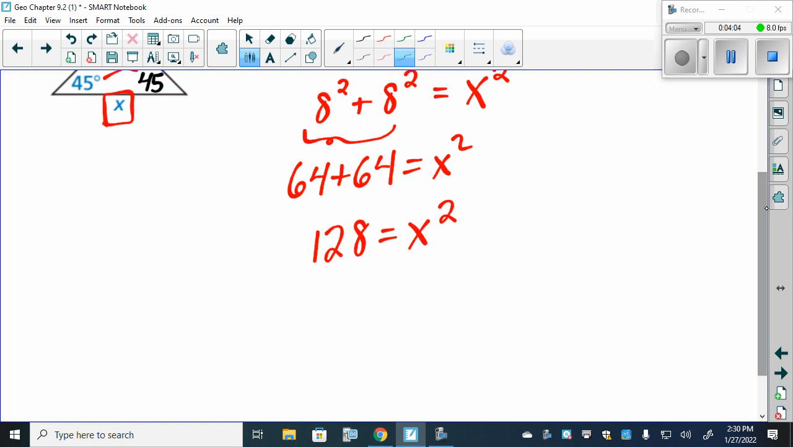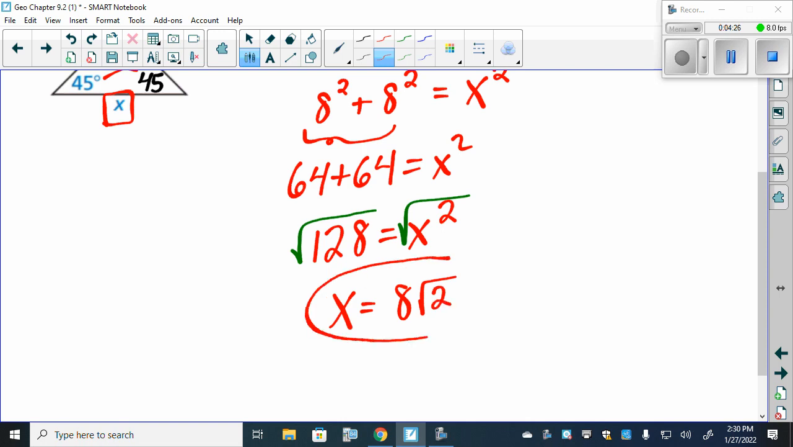Now, like we did yesterday, to get x by itself, we have to take the square root of both sides. And the square root of x squared works out to be x. And the square root of 128 is 8 square root of 2.